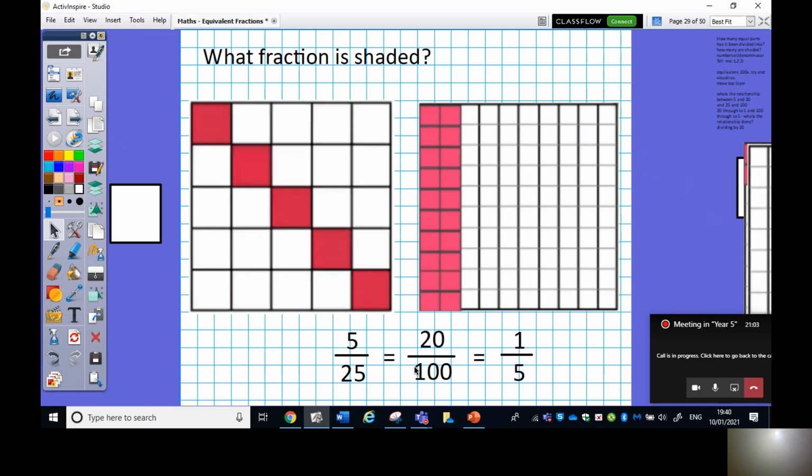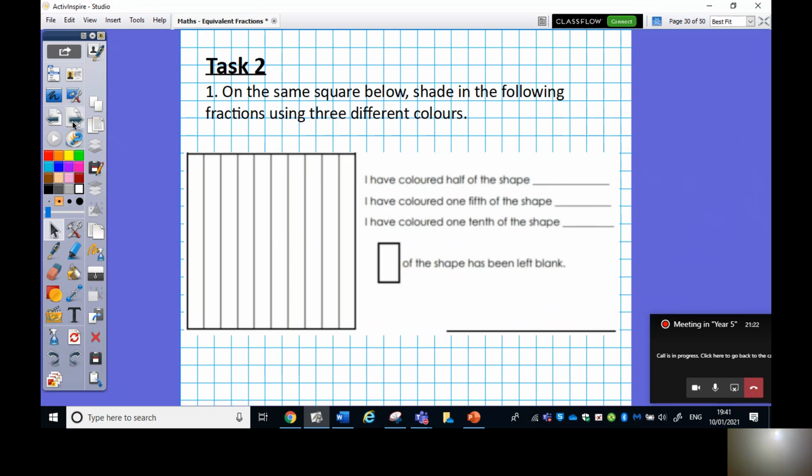Now let's take a look at this. 20 through to 1, 100 through to 5. What must I do? Yeah, divide it. Absolutely. So I'm dividing it by 20. 20 divided by 20 equals 1. 100 divided by 20 equals 5.